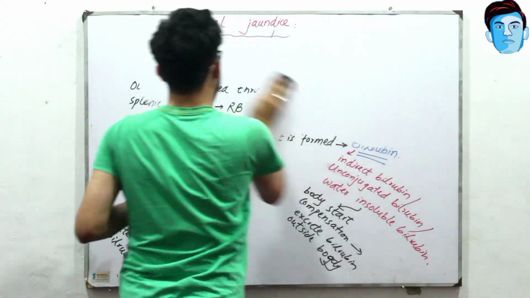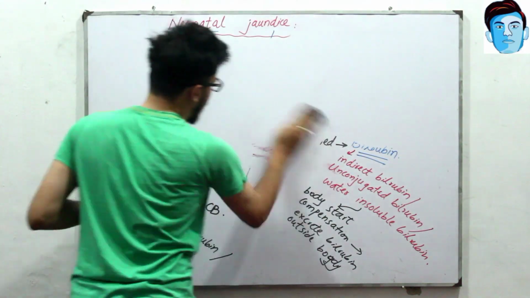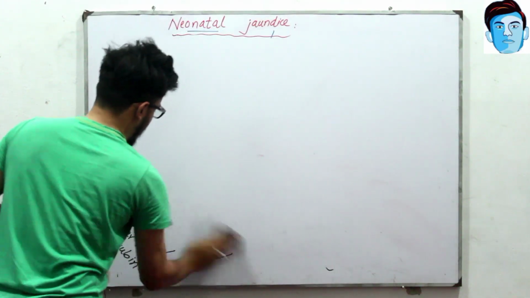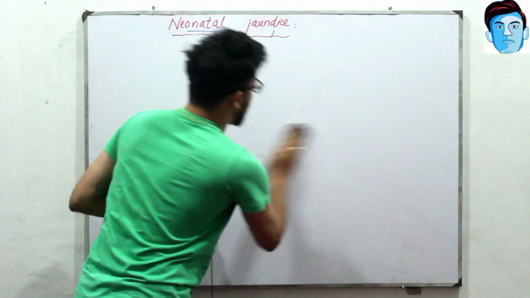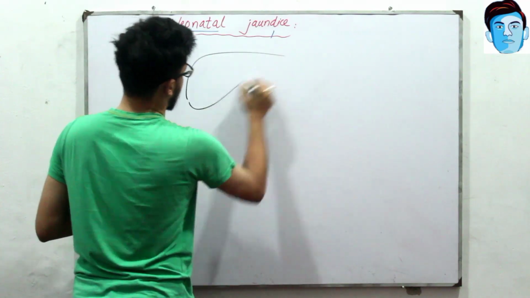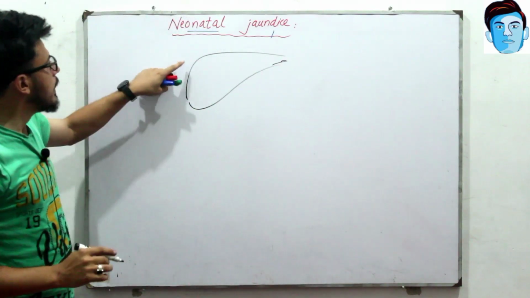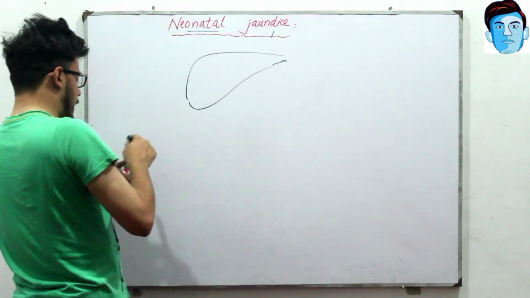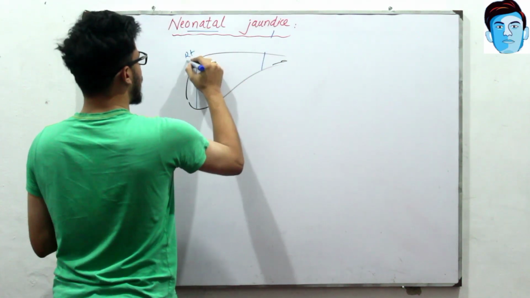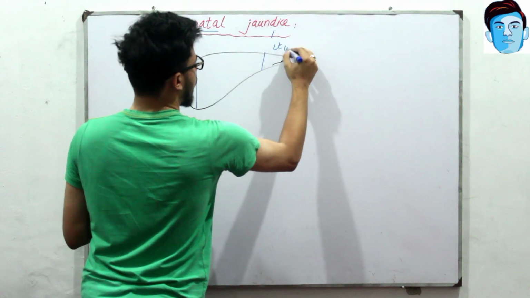Now, as you know, the liver has two lobes, the right lobe and the left lobe. Let's say, for example, this is a liver. This is a rough diagram, but just consider this is a liver. So this is the right lobe of the liver, and this is the left lobe of the liver.